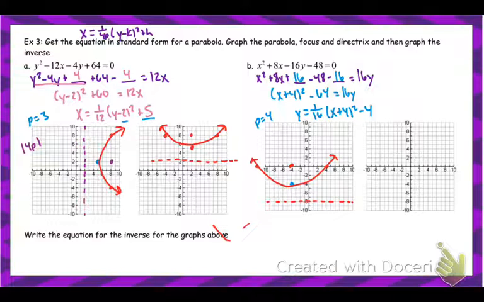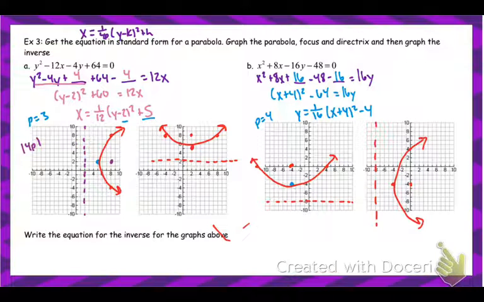To graph the inverse, switch x and y. So the vertex is still (-4, -4), but your directrix now is a vertical line. And then you've got (0, ...), one of those is off the graph, but (4, 0) is now (0, 4). And the rest of it is going to go off your graph a little bit.